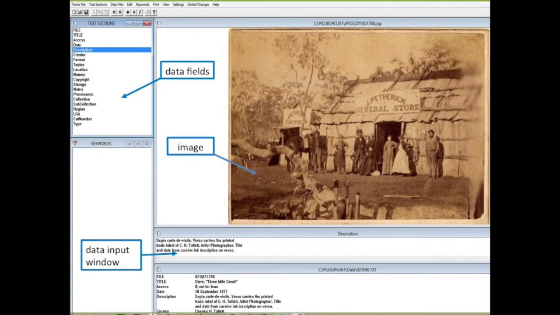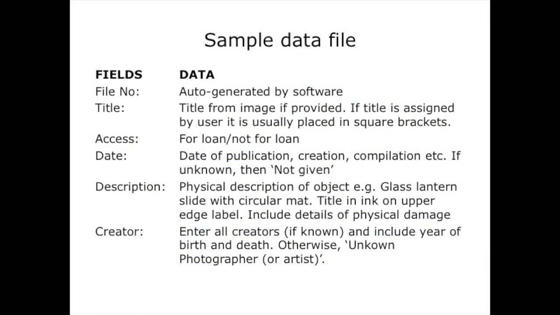In this screenshot, the center window contains the image to which the input data will be linked. The window to the left contains the list of data fields, and as you navigate through these fields, data can be input into the text box immediately below the image. We will now look more closely at the fields and the types of data that are entered into each section, and some of the conventions that may apply.